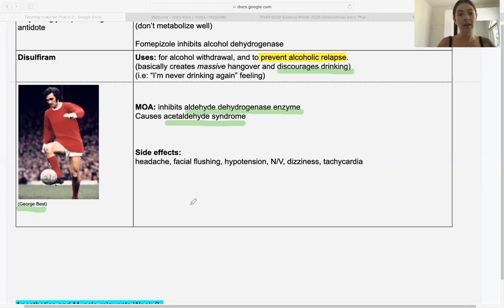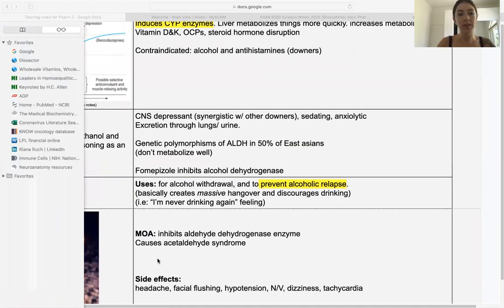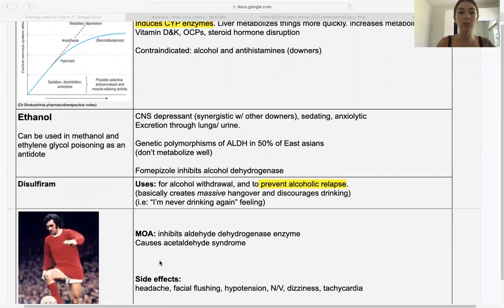Some side effects of disulfiram are similar to a hangover: headache, facial flushing, hypotension, nausea, vomiting, dizziness, and tachycardia. So remember, disulfiram is used in people who want to abstain from alcohol and are having trouble doing that. So people who want to be sober, disulfiram, such as George Best, the famous soccer player. Ethanol can be used in methanol poisoning and ethylene glycol poisoning as an antidote. Some people have polymorphisms or changes in the enzyme and don't metabolize it as well.